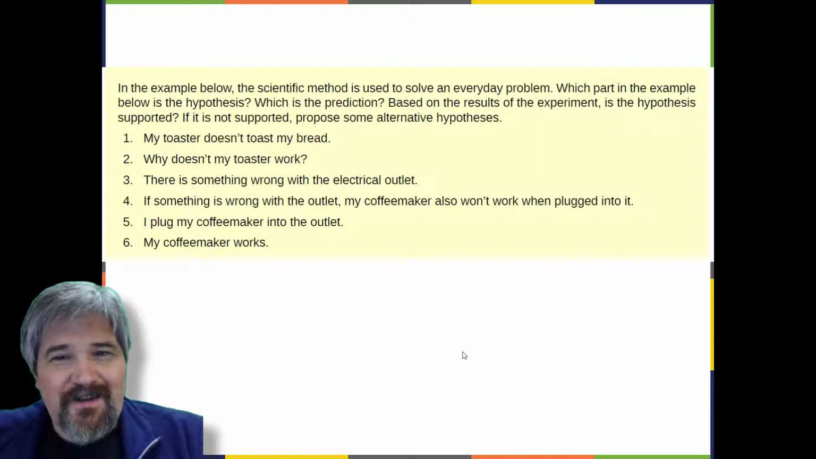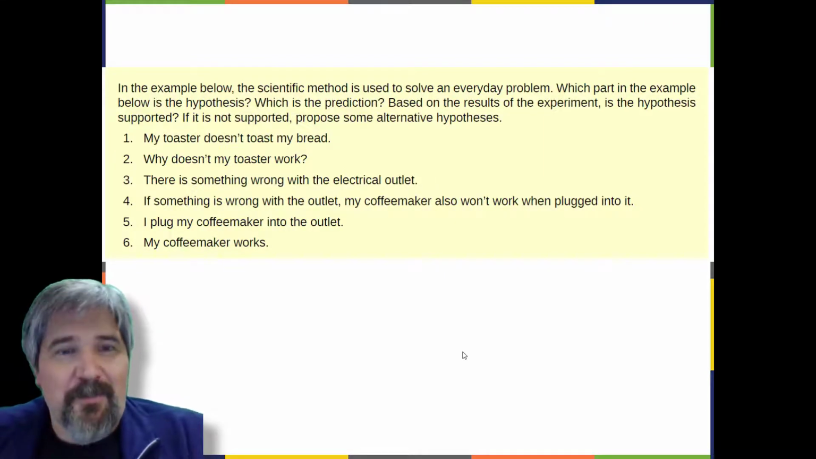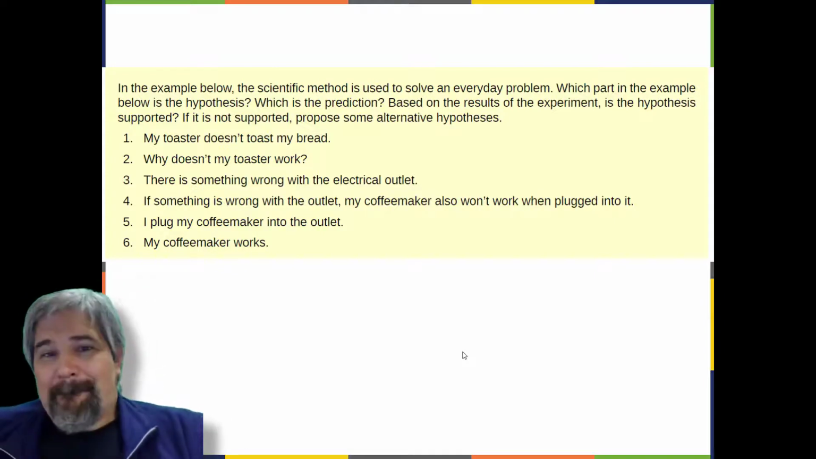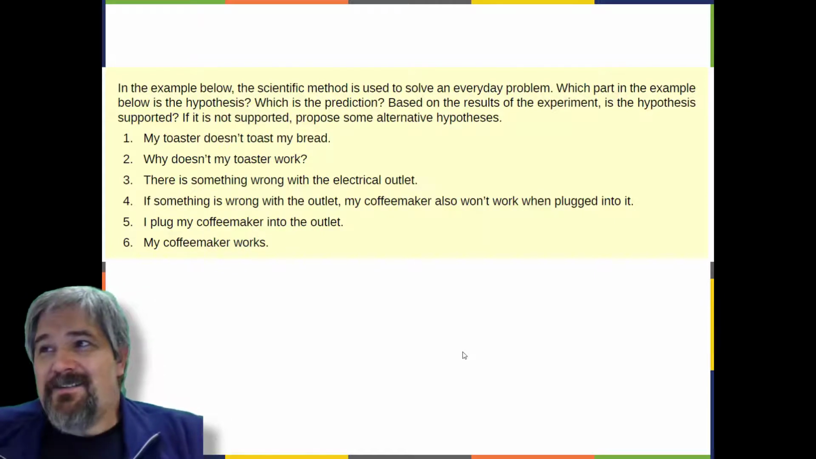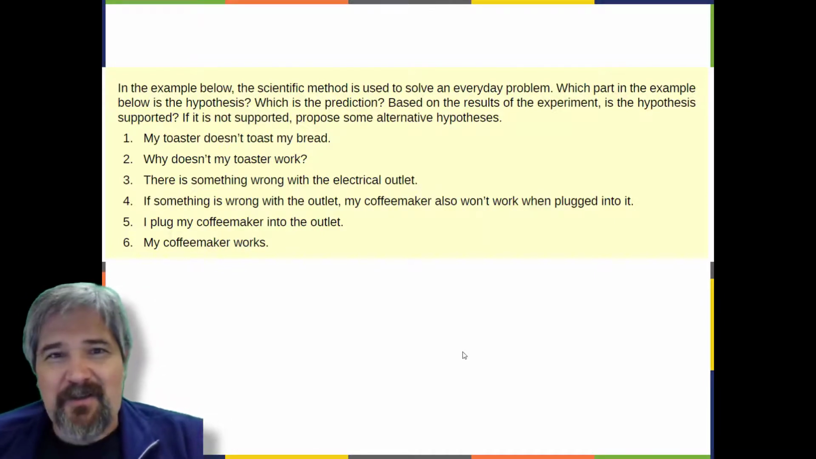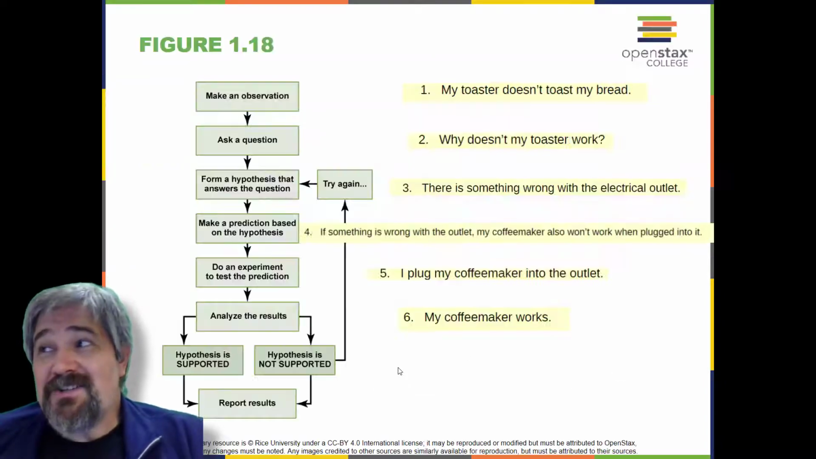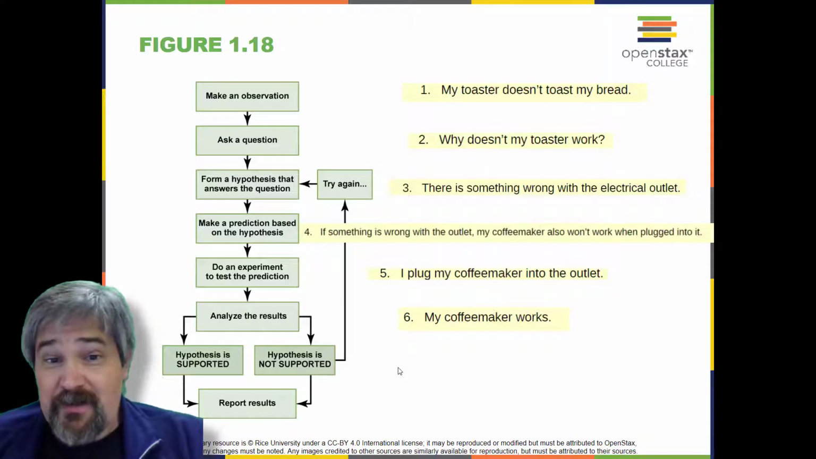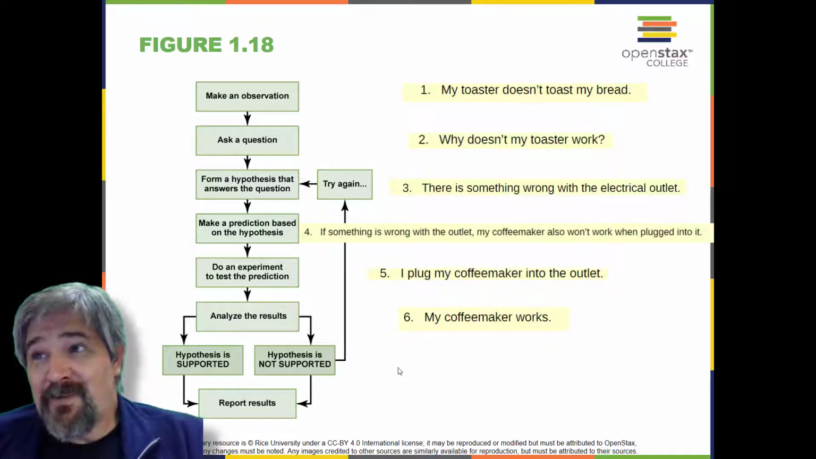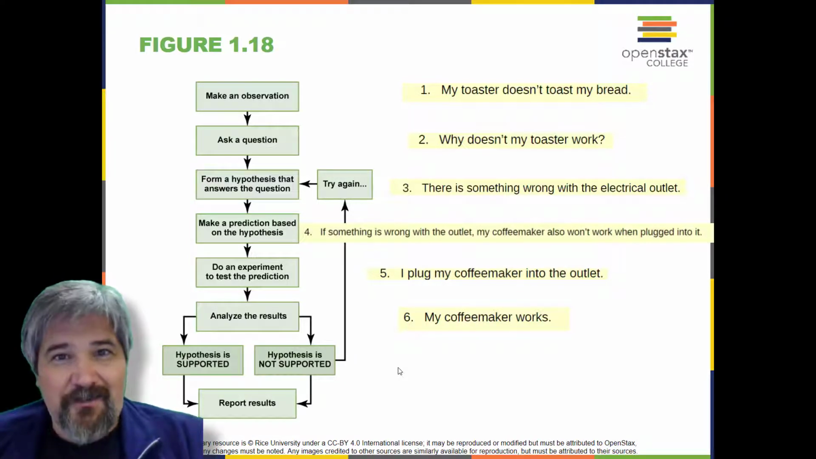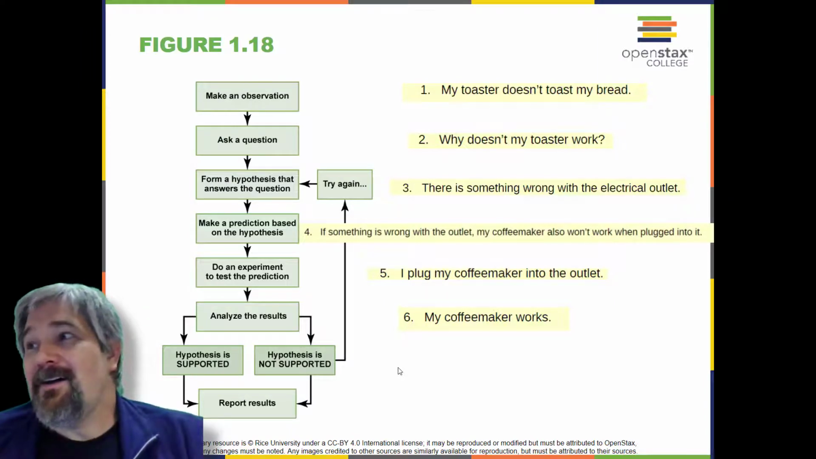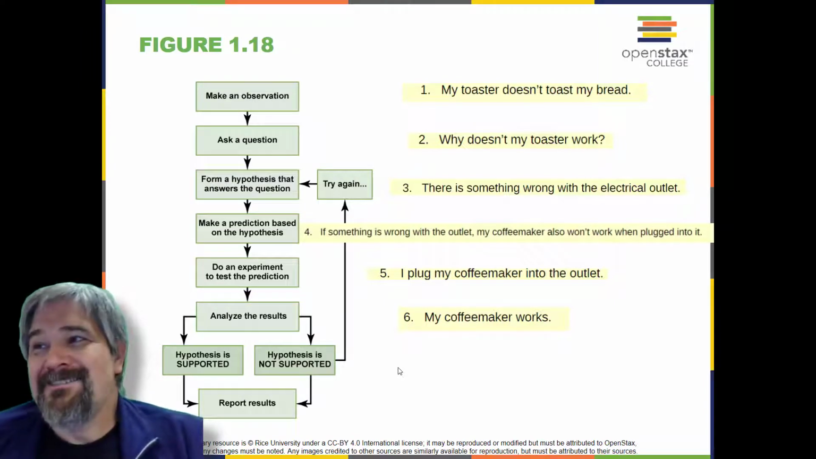Here is the experiment, and here is the example. Here's the example right here. Now, the way this is done, it's already in order, so I'm not going to hold you in suspense. So the observation is, my toaster doesn't toast the bread. So you may ask yourself, where is that large automobile? I mean, why doesn't my toaster work?